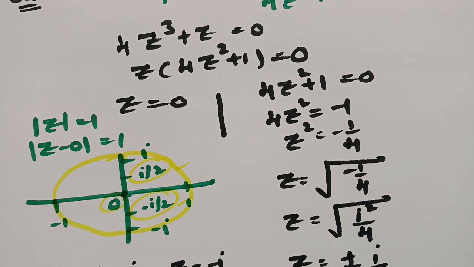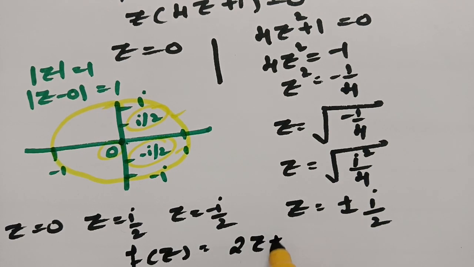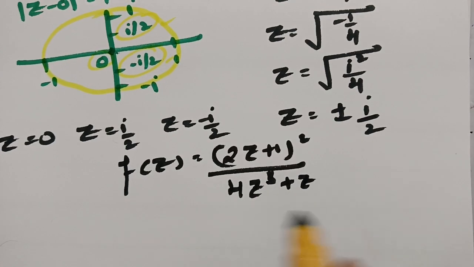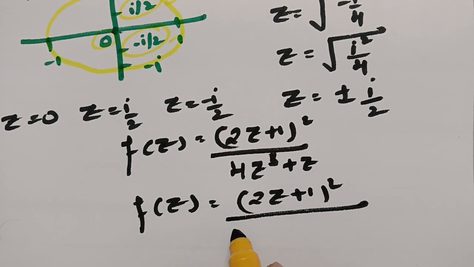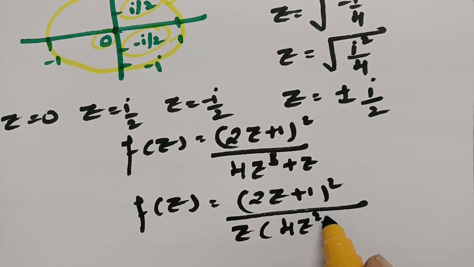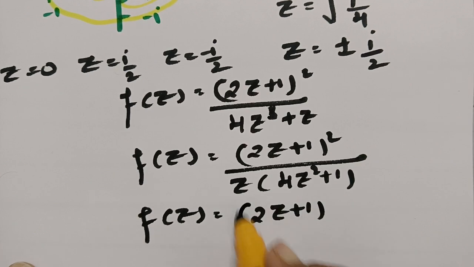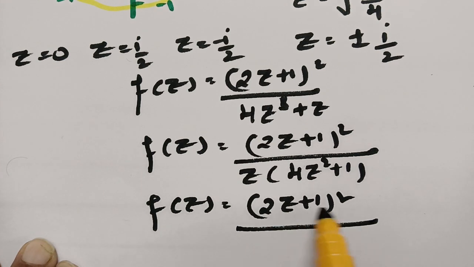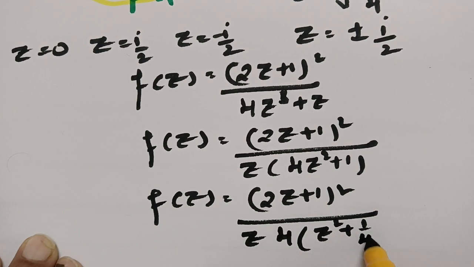Now we have to find the residues for each and every pole. For finding the residues, the f(z) value is (2z+1)² by (4z³+z). I am transforming this as (2z+1)² by z(4z²+1). So f(z) can be written as (2z+1)² by 4z times (z²+1/4).